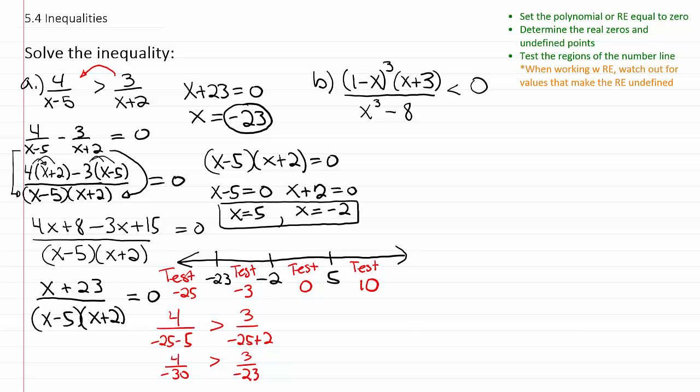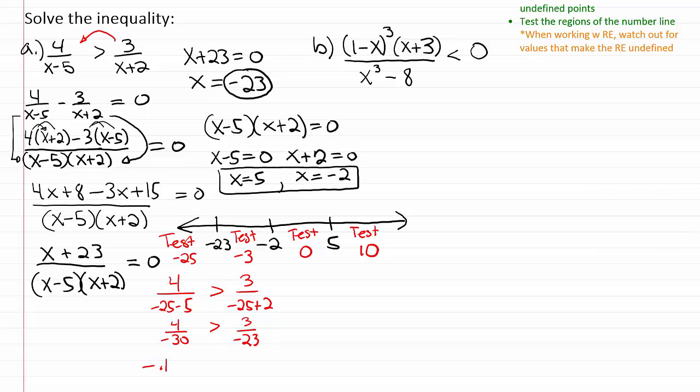If you divide 4 by 30, you're going to end up with the decimal minus 0.133, repeating. And if you do the other one, 3 divided by 23, you're going to get minus 0.1304. So the one that's actually larger is the 0.1304. So it's not true that negative 0.133 is greater than negative 0.1304. That isn't true, right? Because these are negative numbers. So we're going to say this area is false.